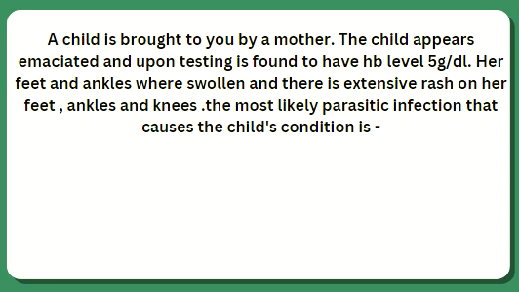Now let's review what we have learned with a question. A child is brought to you by a mother. The child appears emaciated and upon testing is found to have hemoglobin level 5 gram per deciliter. Her feet and ankles were swollen and there is extensive rash on her feet, ankles and knees. The most likely parasitic infection that causes the child's condition is?